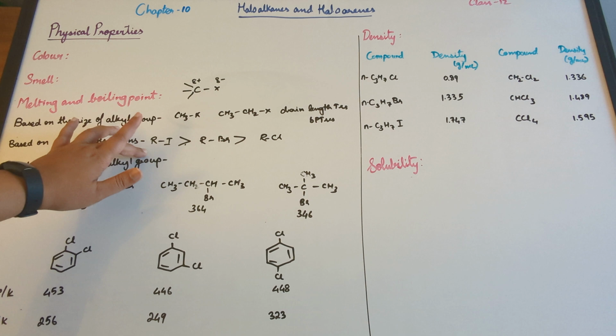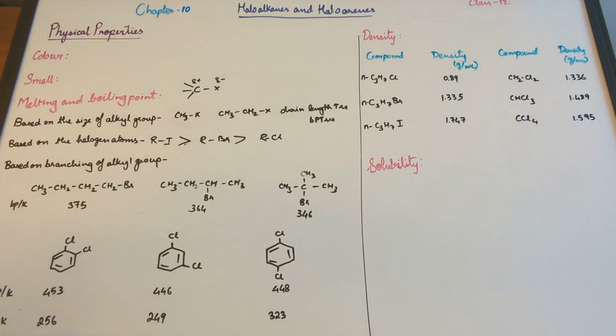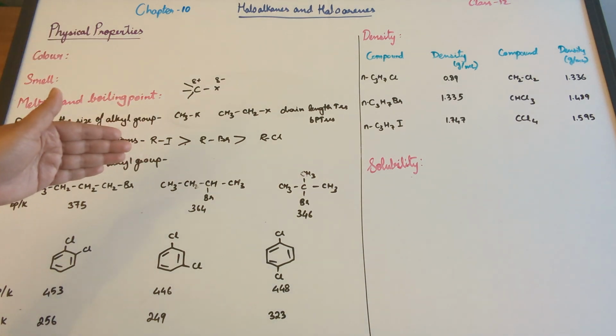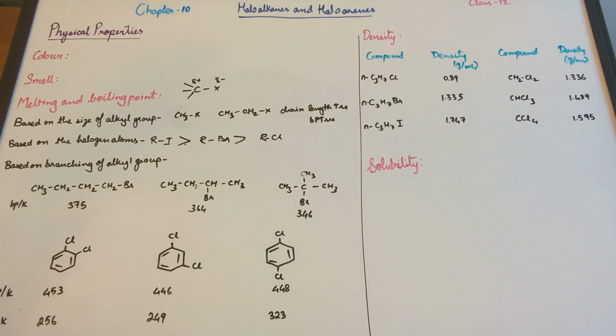So R is the same alkyl group. When there is an increase in the size of the halogen, there is an increase in van der Waals forces, and because of that there is an increase in boiling point and melting point. The third one is based on the branching.